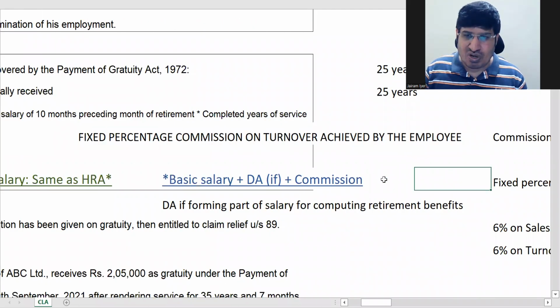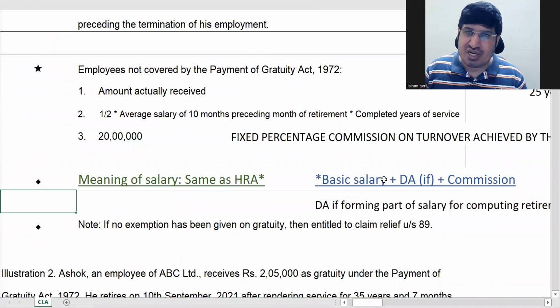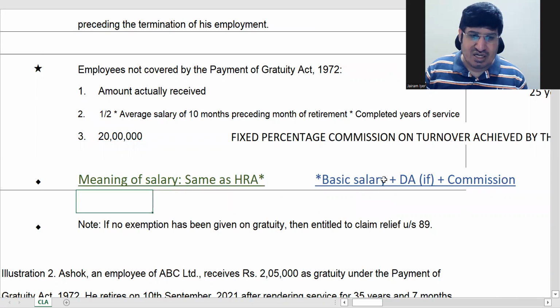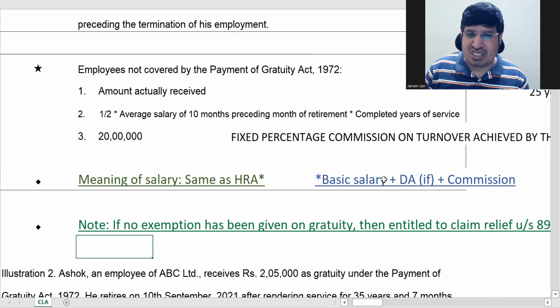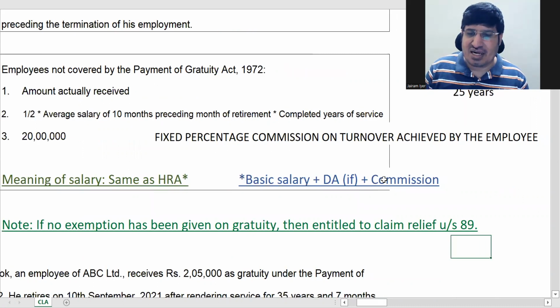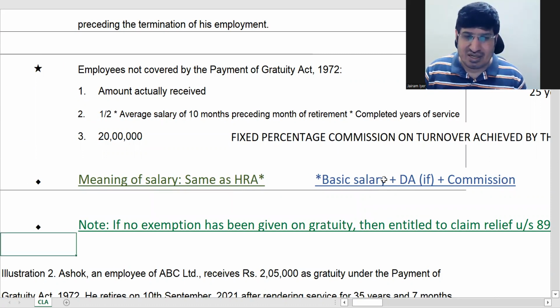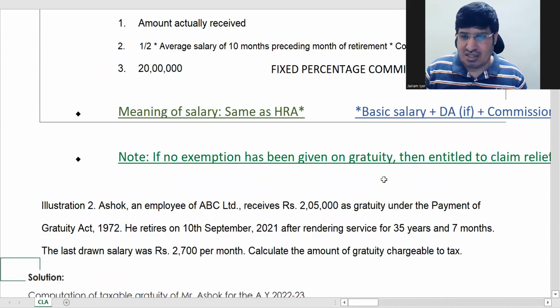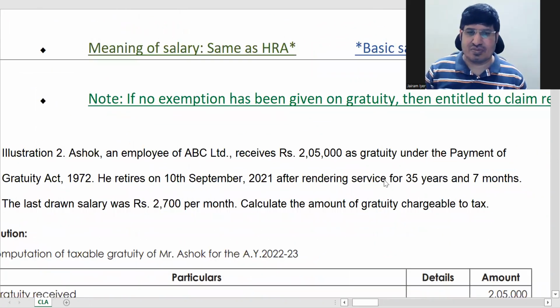Whatever we have done today, you just go home and revise, so that from here it will be easy for us. Without any revision, we can continue on it. Last thing is, if no exemption has been given on gratuity, then one is entitled to claim relief under section 89. Right, so this is a common line. Okay, so let us do one example now of gratuity.